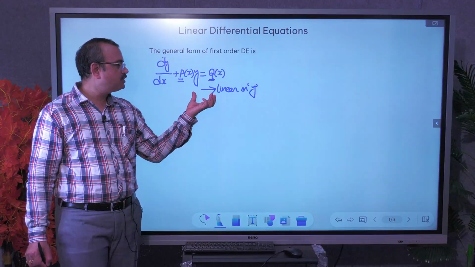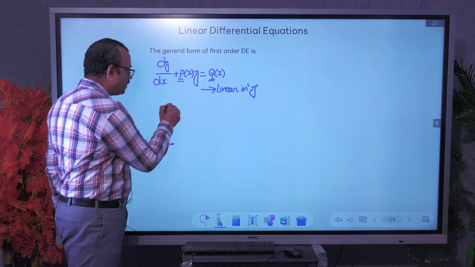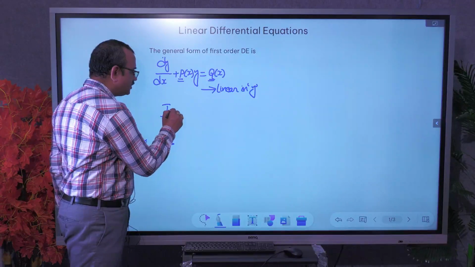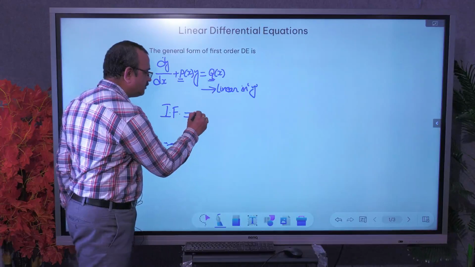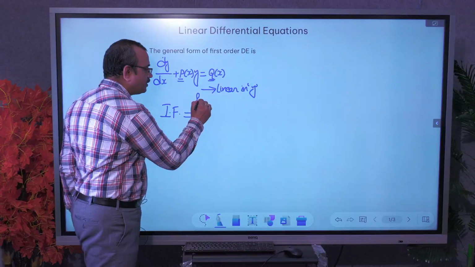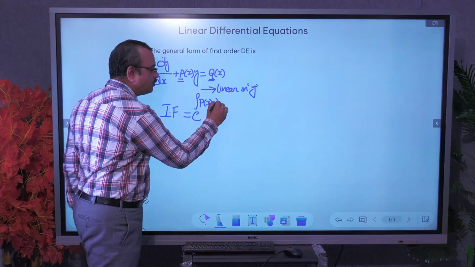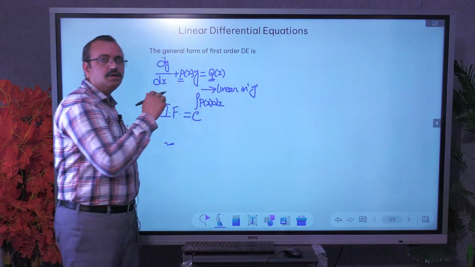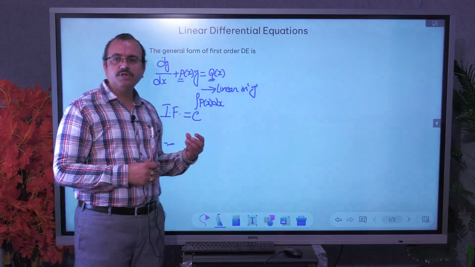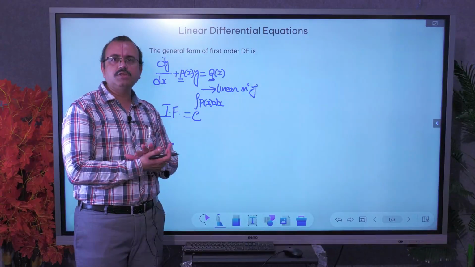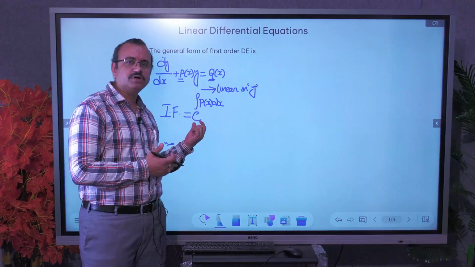For this differential equation, the standard procedure is given something like this. We have to multiply this differential equation with an integrating factor, given as integrating factor is equal to e power integral of p of x dx. Now let me tell you what is this integrating factor. Integrating factor is nothing but a function which simplifies the given equation, or which converts the given equation into an exact differential by multiplying with this function.